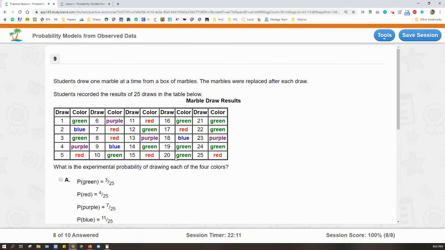Okay, number 9. Students drew one marble at a time from a box of marbles. The marbles were replaced after each draw. Students recorded the results of 25 draws in the table below. So you got that table there. It says on the first draw there was green.